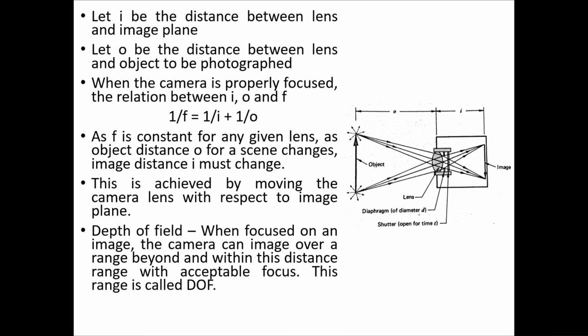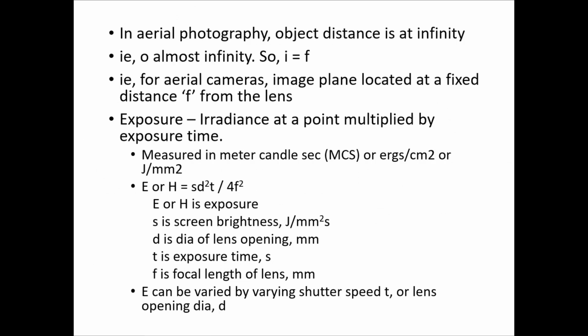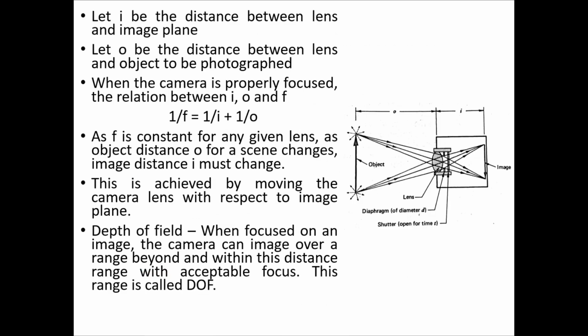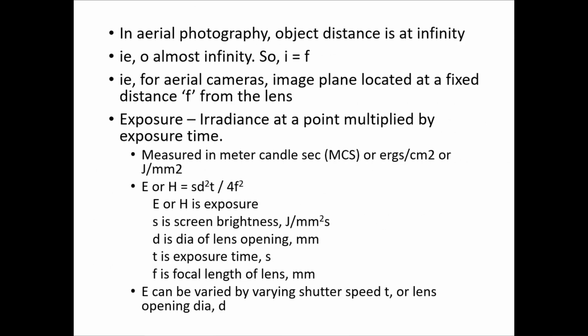And we know that the focal length of a lens is constant. So you will have to adjust your image plane at a distance f from the lens. As you can see here, you keep your image plane at the point capital F, and that is kept constant in the case of aerial photography, because O is equal to infinity, 1/f is equal to 1/I, and I is equal to f. So you fix the distance of the image plane from the lens, and that distance will be equal to f. I will be equal to f in the case of an aerial photography project, right?